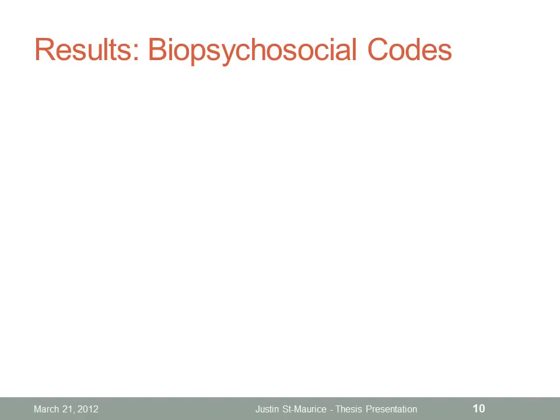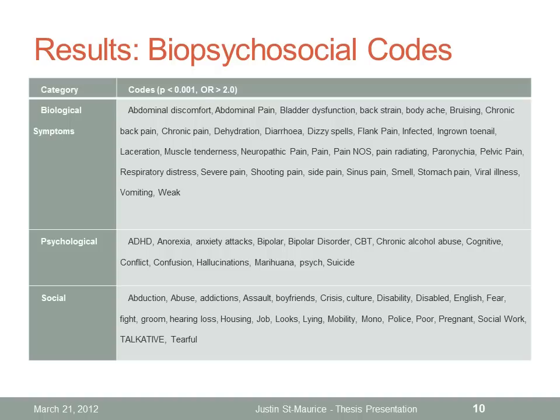So the biopsychosocial codes that came out to be the most statistically significant are listed here. So these are the codes that were categorized as biopsychosocial by the Chief of Staff at the Guelph General Hospital. And this is also being limited by those types of codes that have a probability of 0.001 or smaller and an odds ratio that's greater than 2.